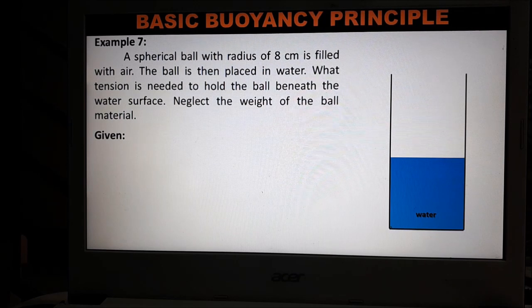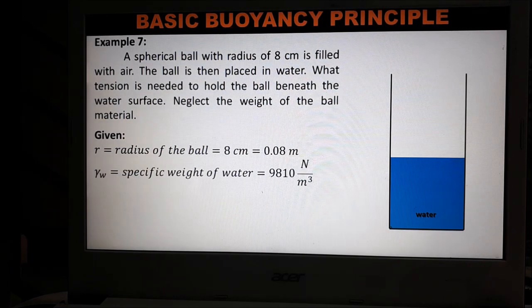So we have the following given. The radius of the ball is equal to 8 centimeters, or that is 0.08 meter, while the specific weight of the water is 9,810 Newton per cubic meter. The density of air is equal to 1.2 kilogram per cubic meter. As you can see, if we're going to neglect the weight of the ball material, what we're going to consider is the weight of the air inside the ball.